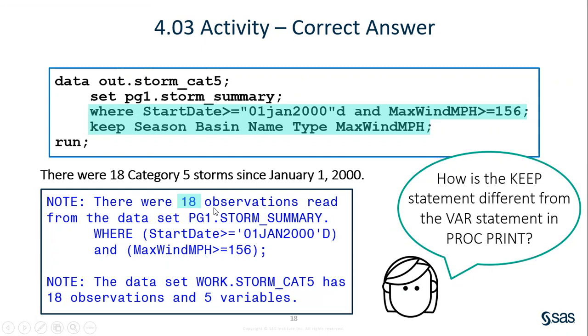Are you all with me? Okay. So answer this. How is the keep statement different from the var statement in proc print? I've already given an answer on this earlier, but still, let's see how you can interpret. Just visualize your proc print with var and visualize your data step with keep. So what is happening in the data step and what is happening in the proc step?